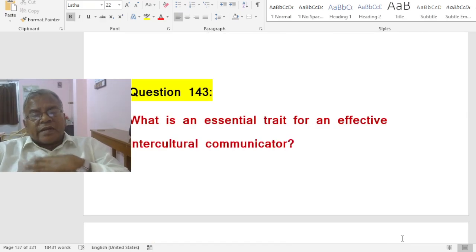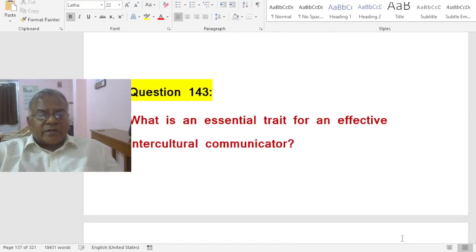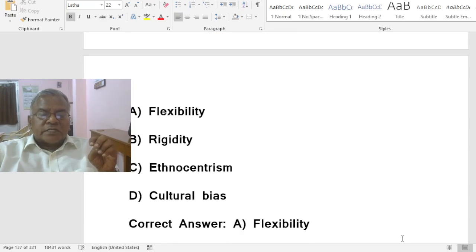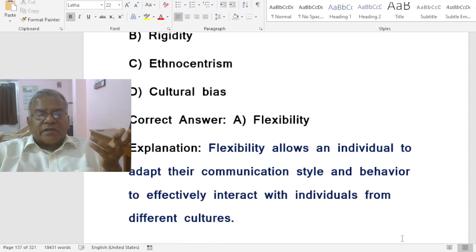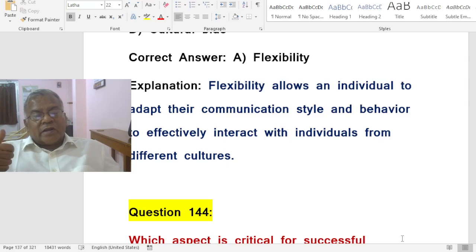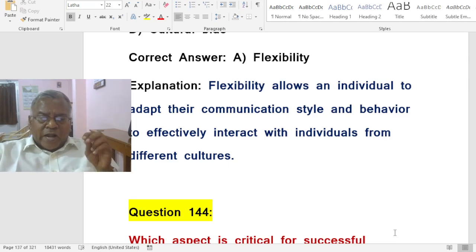What is an essential trait for an effective intercultural communicator? A. Flexibility. B. Rigidity. C. Ethnocentrism. D. Cultural bias. Flexibility. Flexibility allows an individual to adapt their communication style and behavior to effectively interact with individuals from different cultures. Flexibility, give and take, not a stony-hearted attitude. Flexible, changeable, that is the idea.